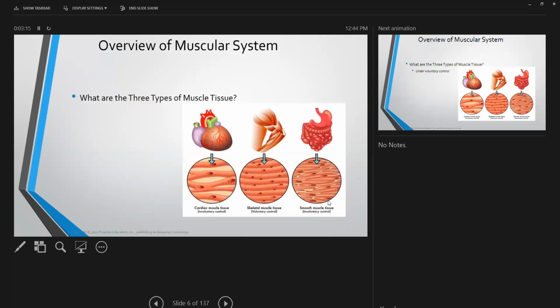So another overview of the different tissue types. You've got involuntary muscle, skeletal muscle, and then your smooth muscles. So the two being the cardiac and smooth muscle are under involuntary control, whereas the skeletal muscle obviously is under voluntary control.